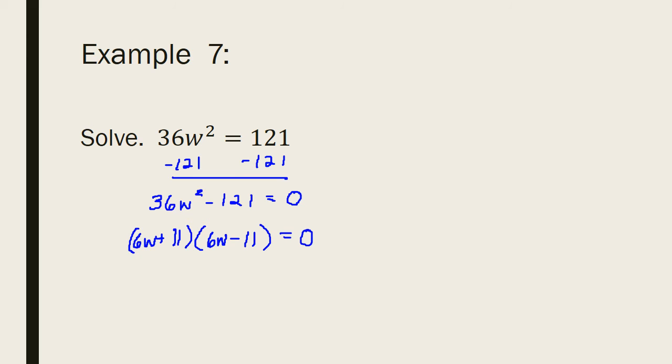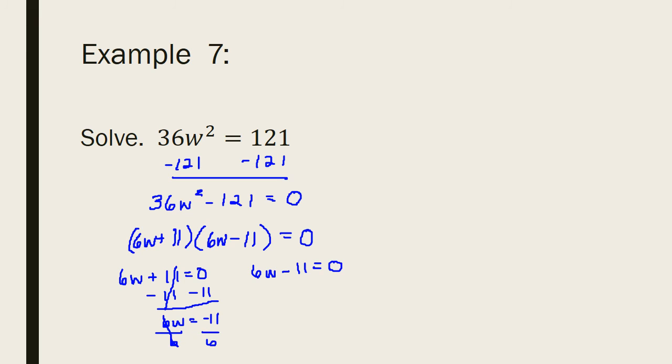And now we take each factor and set them equal to 0. So I've got 6w plus 11 equals 0. And then 6w minus 11 equals 0. And then we're going to solve each one of those. So I subtract 11. That gives me 6w equals negative 11. Divide by 6. And there's our answer, negative 11 over 6. Leave it as a fraction.